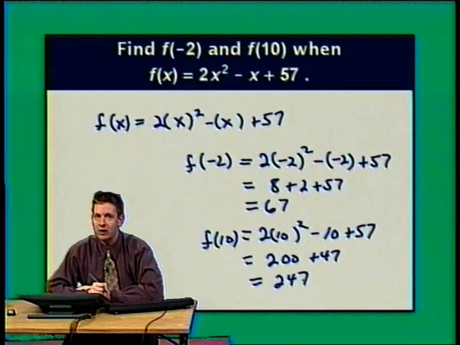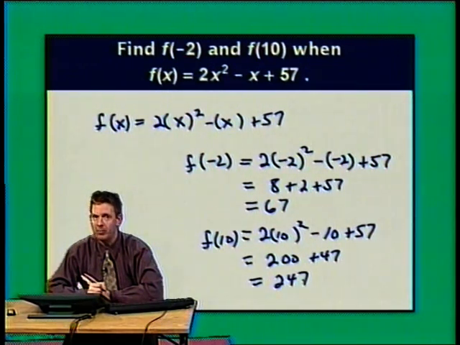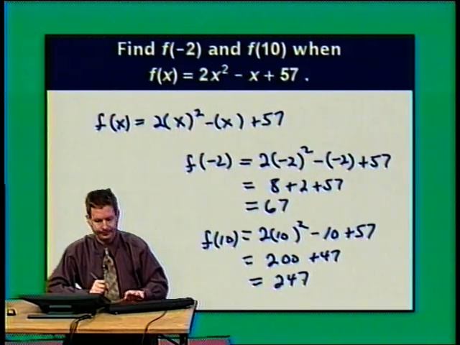Now you may have noticed that on this screen I said f at -2 and f at 10. You'll frequently hear people use that language. F at 10, f of 10 means the same thing.